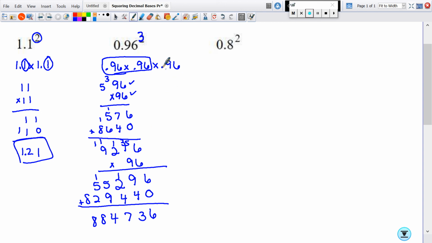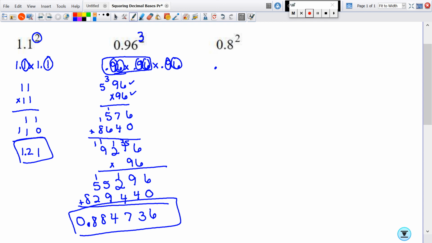Okay, now for the decimals. We had 1, 2, 3, 4, 5, 6 numbers total after our decimals. So I want 6 numbers after my decimal. So you go from right to left, count 6 numbers. 1, 2, 3, 4, 5, 6. And then you put the decimal. So this is actually the answer to that.